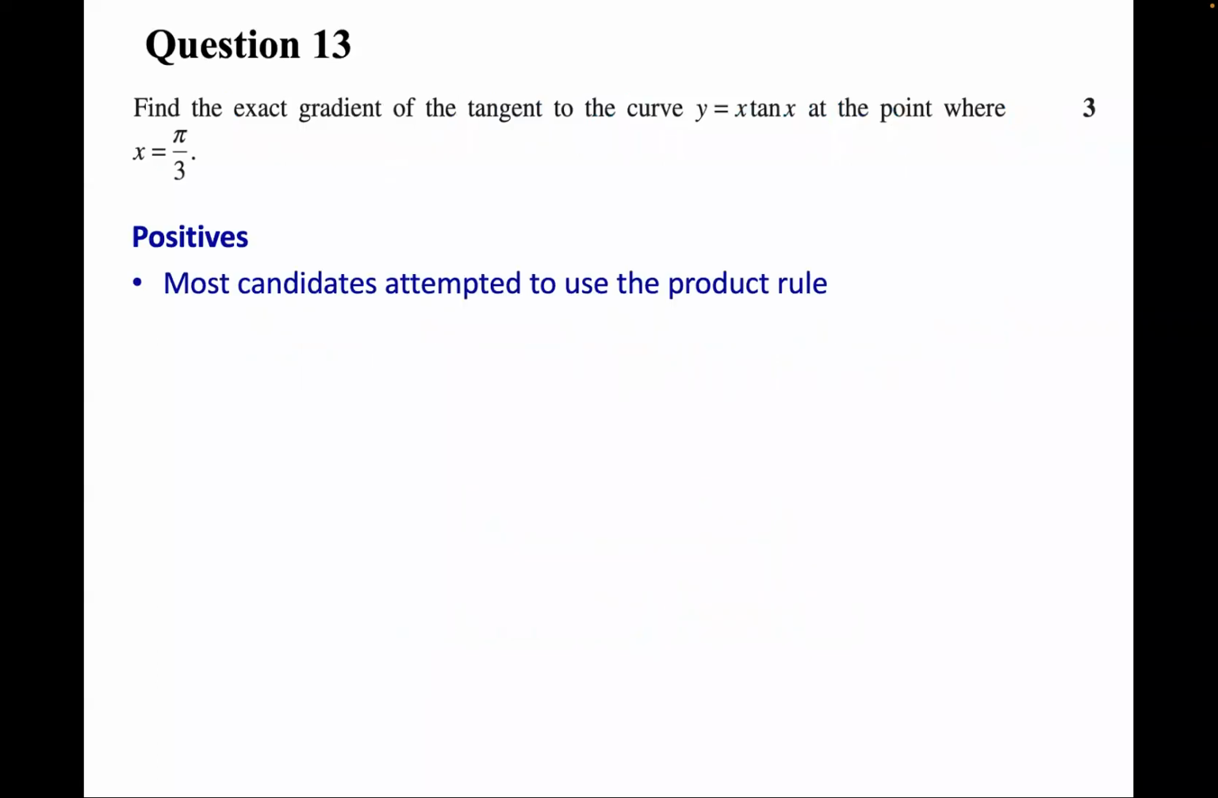Now, question 13. Basically, we were very happy that most of the candidates that attempted this question realized that it was a product rule question. So that was a fantastic start from most candidates. And most candidates also recognized that once they'd gone through the product rule and differentiated, they had to substitute in x equals pi on 3. So there were positives from the question that we looked at.